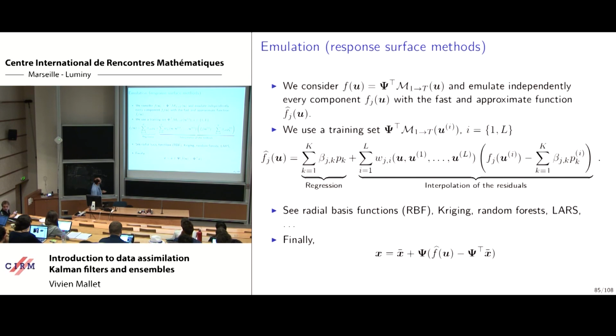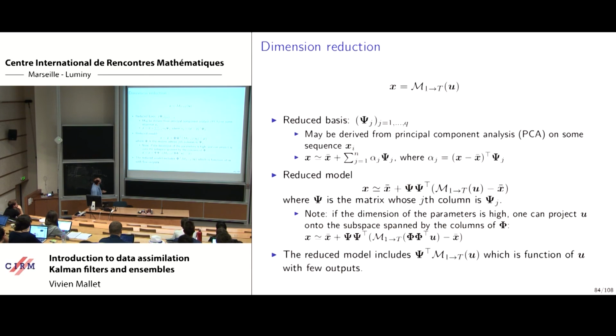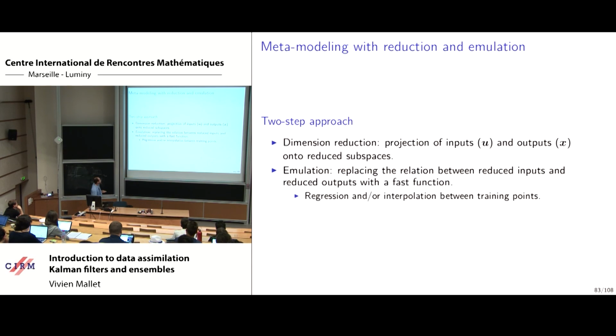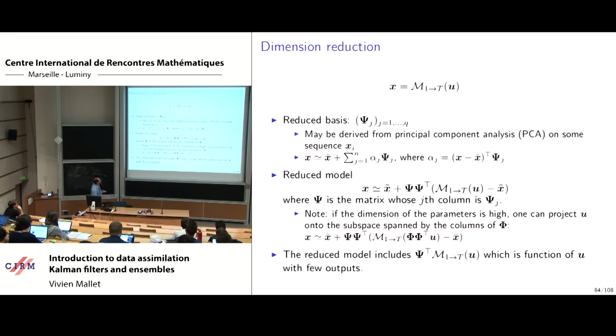I'm going to skip it for the moment, just telling you what it does. So we make a dimension reduction first on outputs, possibly inputs. And after this dimension reduction, we end up with a reduced model which has few inputs and few outputs. And then you can make a lot of calls to this reduced model and try to infer what the relations between inputs and outputs are.